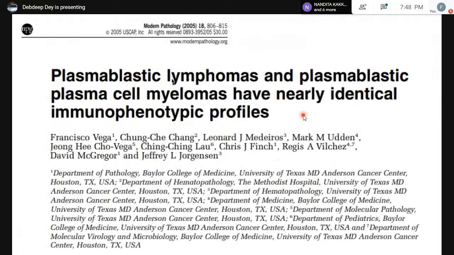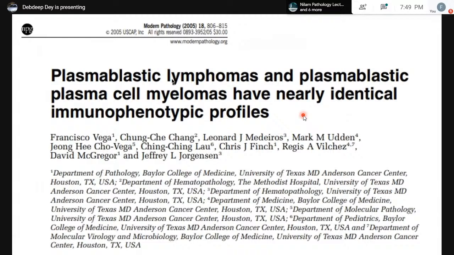Now, this is a very old paper from 2005. It sort of drives home the point that plasmablastic lymphoma and plasmablastic plasma cell myelomas have nearly identical immunophenotypic profiles, and it is only EBER that is able to differentiate between the two. But EBER is only positive in between 60 to 86% of the cases, and therefore, in 20 to 30, 40% of the cases, you might get an identical immunophenotype. And there, your clinicopathological correlation sort of helps you in making the diagnosis.